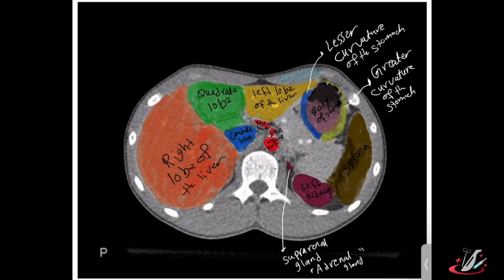Now I'm using light blue to color the muscle above. This is called rectus abdominis. In the middle, between the two parts, is the linea alba. And here, just above the liver, is the diaphragm.